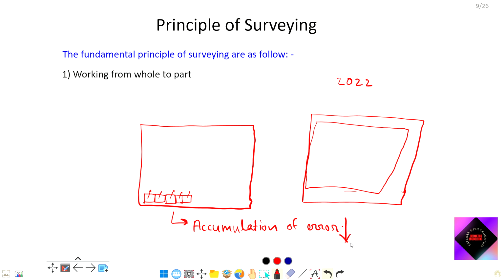So just remember, working from whole to part means to measure anything, we should measure the whole portion first and then come to the part portion, for avoiding accumulation of error. So understand why we are working from whole to part.